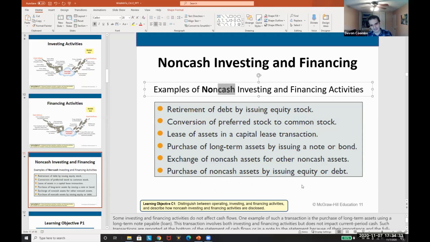Purchase of non-cash assets by issuing equity or debt. So I think you get the idea here. If you can't specifically identify a cash inflow or outflow, then it's a non-cash activity.